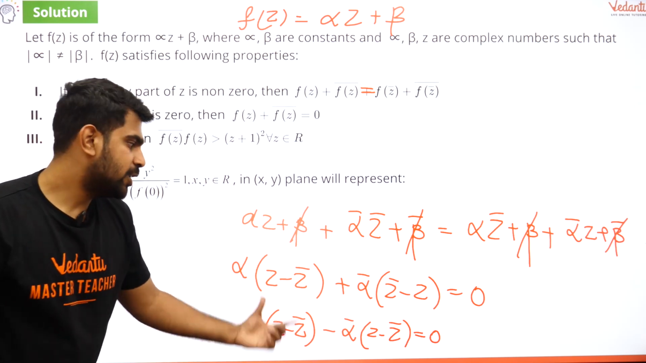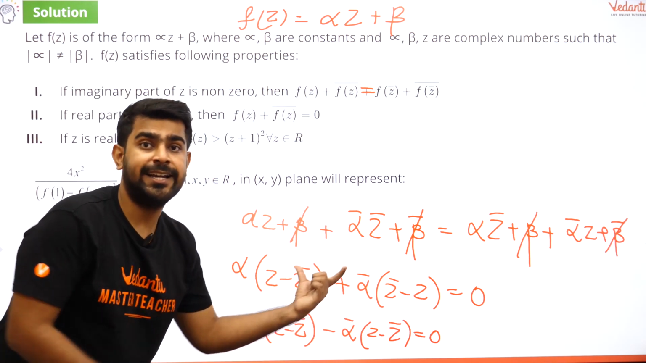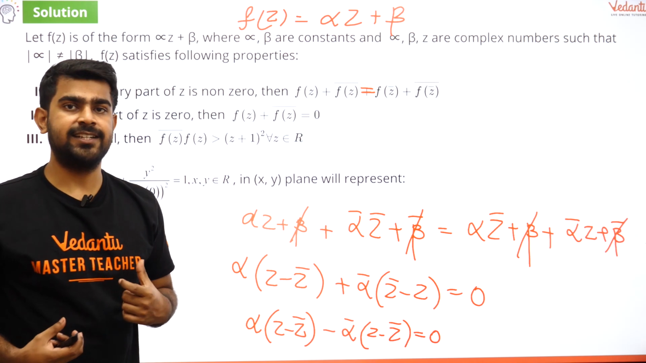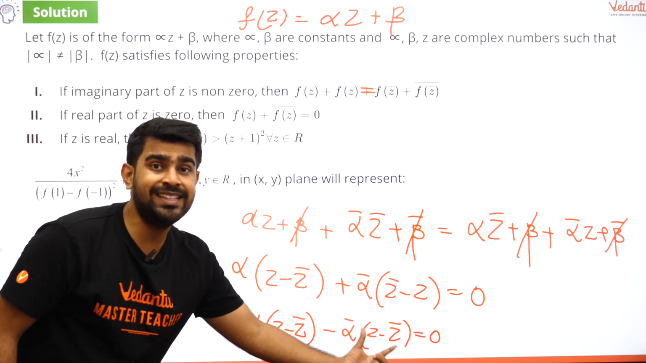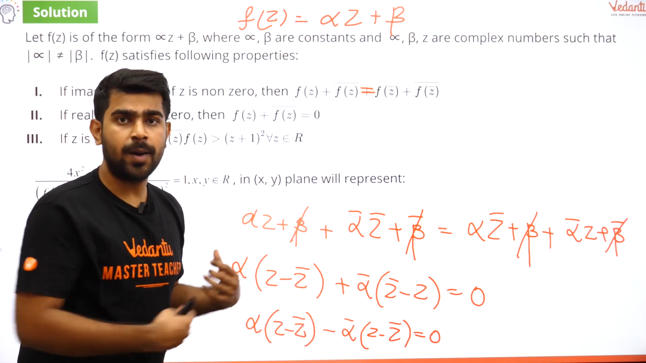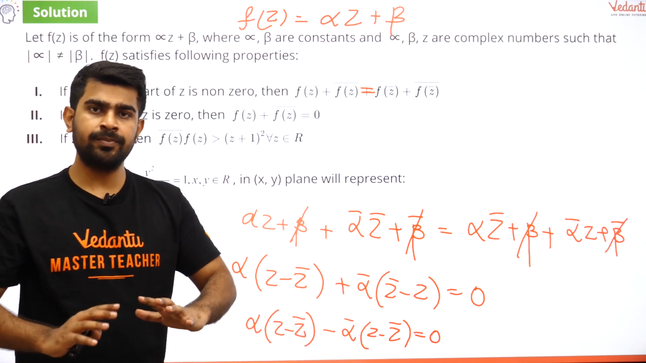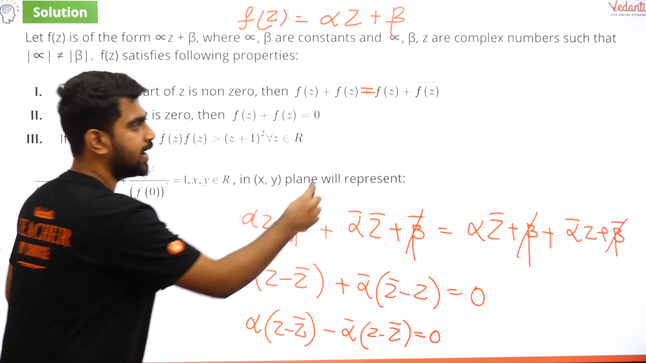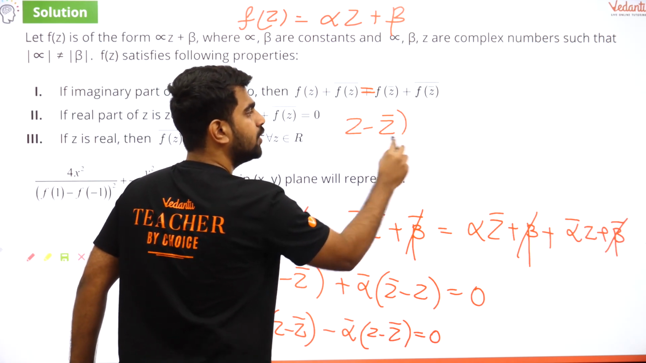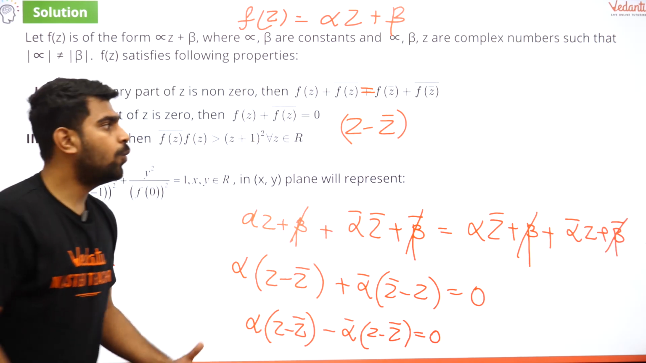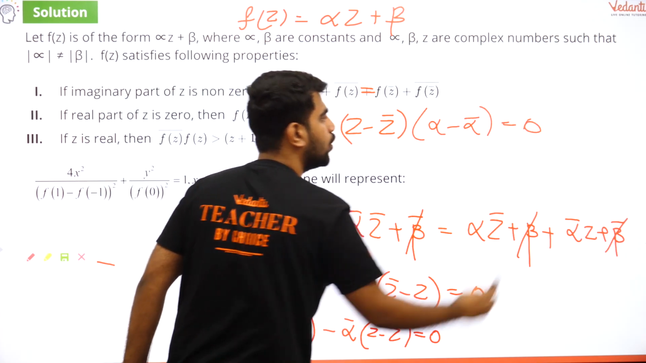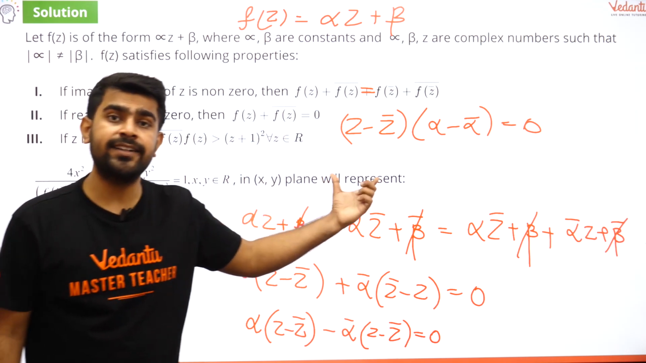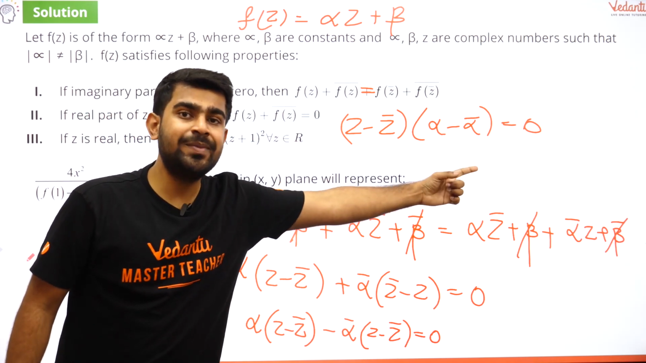Why did I do that? Because I want to make these two equal and take it out as a common factor. So here z minus z bar is common to both these terms. So I can take it out as a common factor. Are you all with me? So let us do that. I will take z minus z bar to be common factor. What is left out? Alpha minus alpha bar is left out. So these are the two factors whose product is going to give me 0.